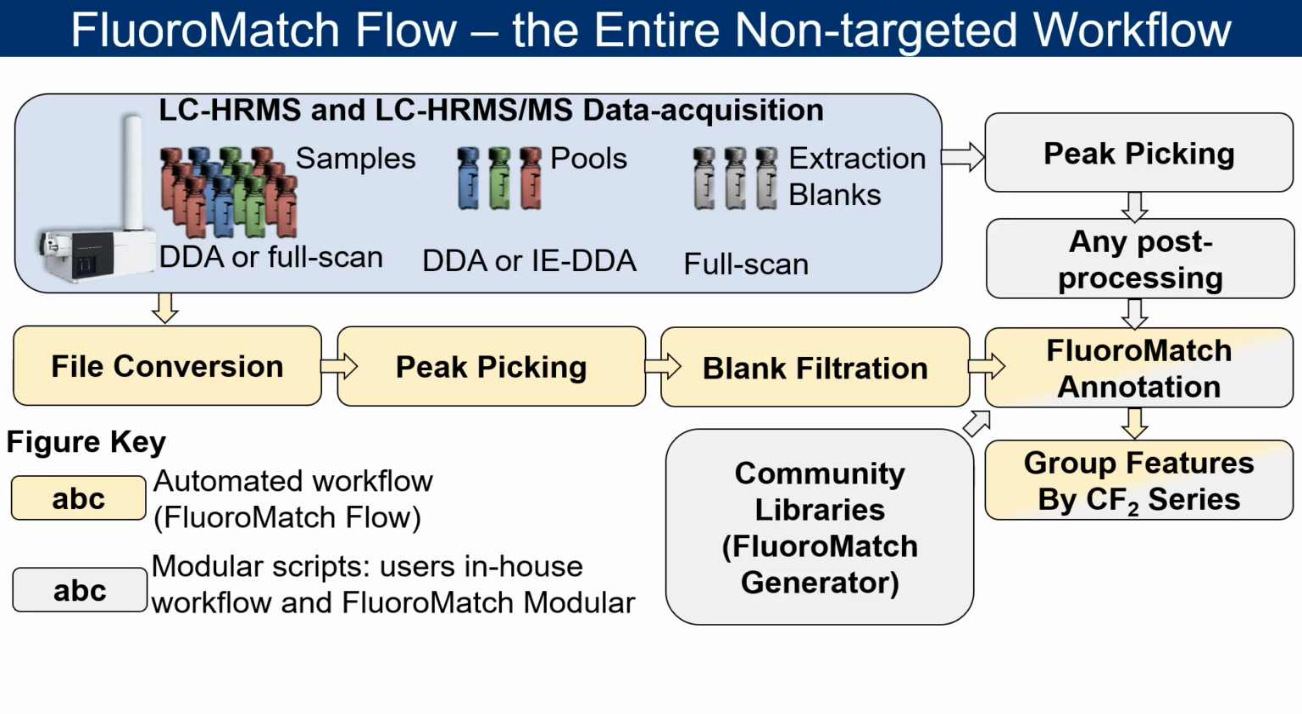The other available workflow is our modular workflow. So for example, if you want to use ProFinder or other open source peak picking software such as XCMS or your own MZmine workflow, you can do that. And then you can use FluoroMatch Modular to annotate your feature table with PFAS annotations using your MSMS data files.